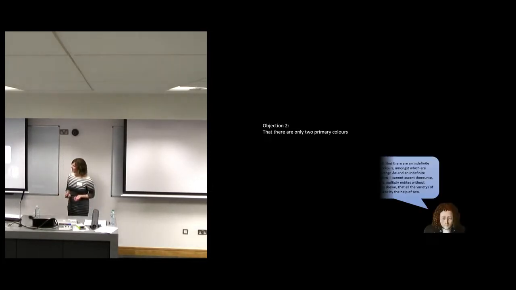Okay, so the second objection that Hooke raised was this one, that there are only two primary colours. So we already said that there are no original colours, so what Hooke means by a primary colour is something very different. He thinks that you only need two colours in order to generate all the other colours by mixing them.